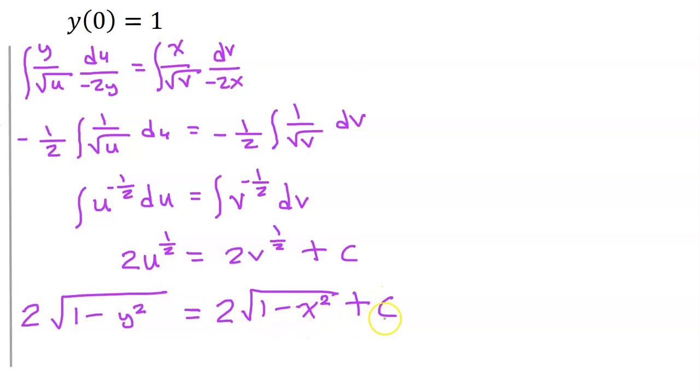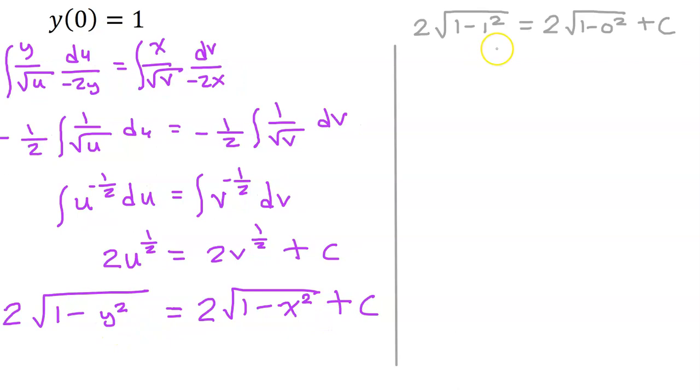For a particular solution, we need to find the value of c using the initial condition. This means that when x is 0, y is 1. So let's plug in 0 for x and 1 for y. 1 squared is 1, so we have 1 minus 1, which is 0. 2 times 0 is 0. So on the left-hand side, we just have 0. Over here, this is just the square root of 1, which is 1. So we just have 2 plus c. Subtracting 2 from both sides, we get c is equal to negative 2. Let's substitute this in right here.